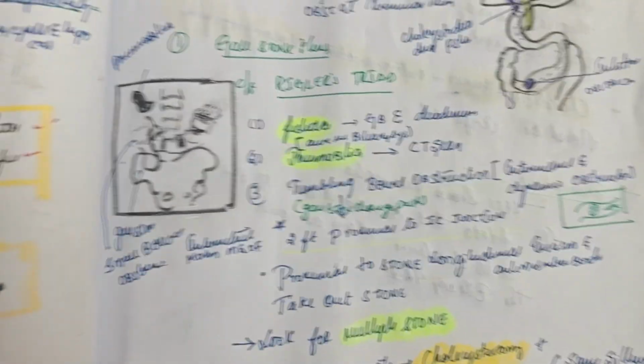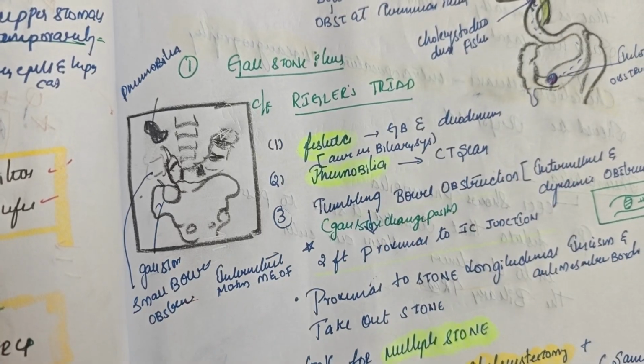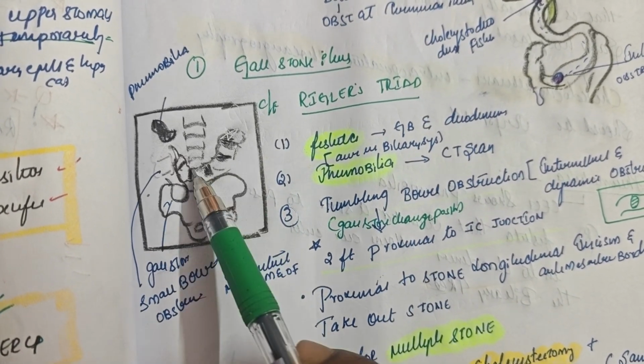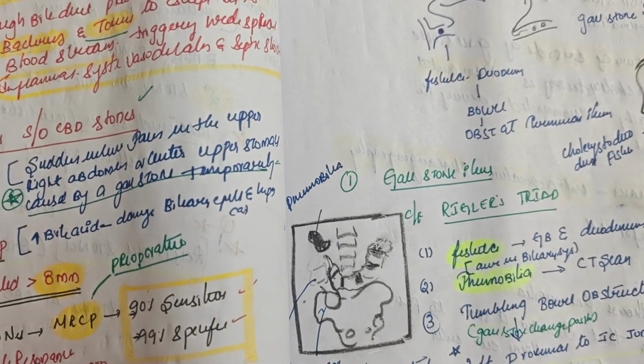So that's the first. If you look into this, this is an X-ray which shows a gallstone. This is a pneumobilia. You can see a gallstone in the small bowel, and there is a bowel obstruction. The bowel obstruction, right? That's the best point. You should look into this, okay?